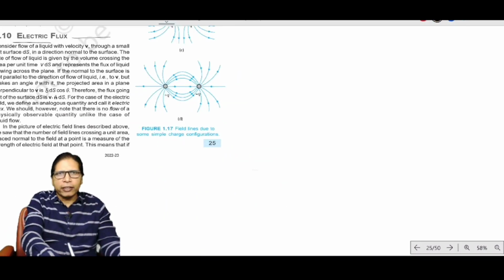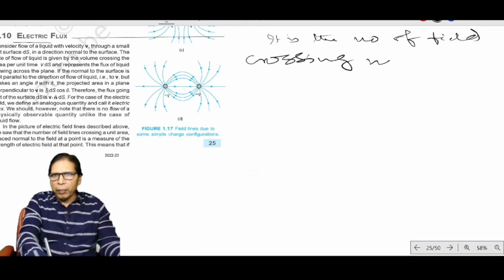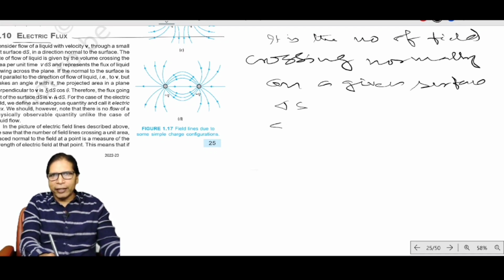Now electric flux. Electric flux is the number of field lines crossing normally on a given surface delta S. If E is the strength of the electric field, then delta phi equals E into delta S.